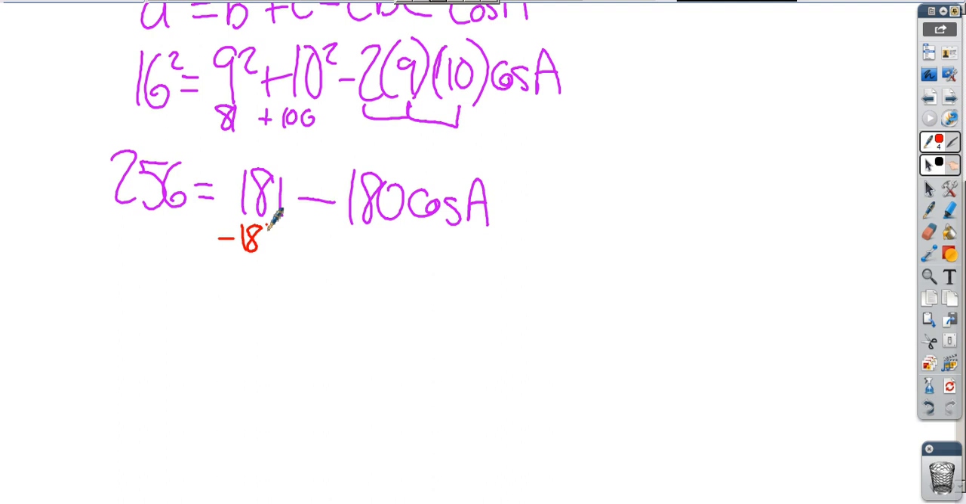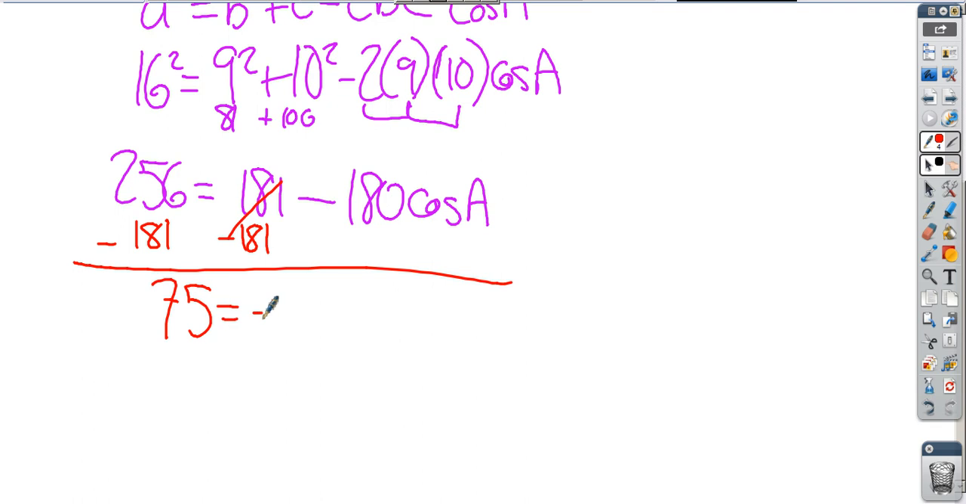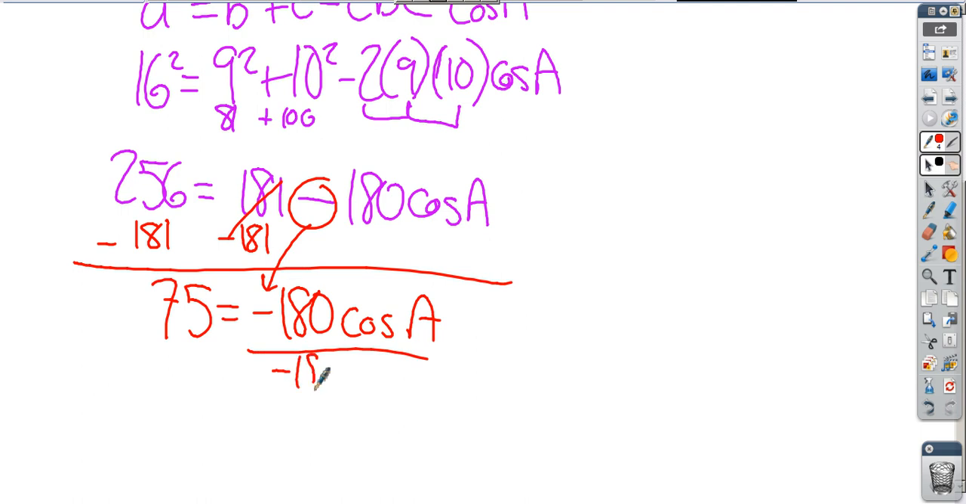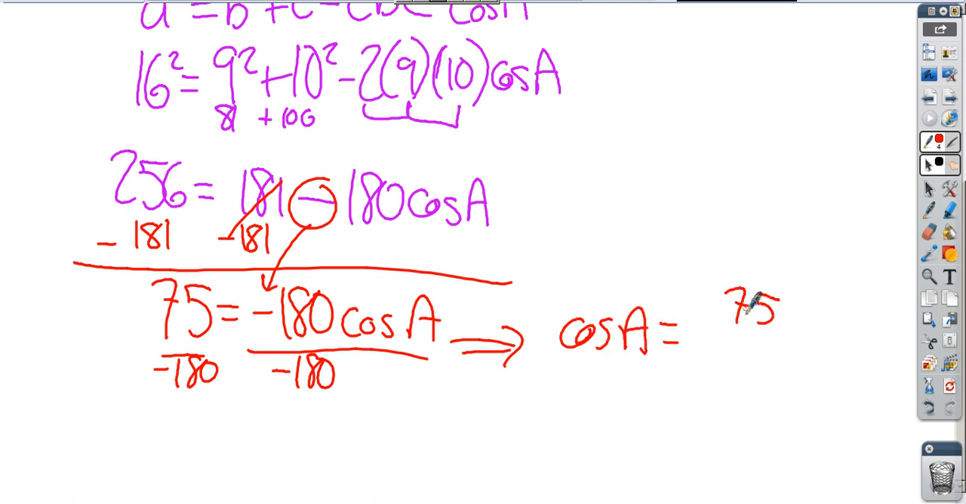So instead, let's move this over by subtracting it. So 256 minus 181 is 75, and that's equaling negative 180. Then the negative is here, so it still has to be here. Let's divide by negative 180 from both sides, and we would get the cosine of A equals negative 75 over 180. You don't have to reduce that. If you did, it would reduce to 5/12, but that doesn't matter.